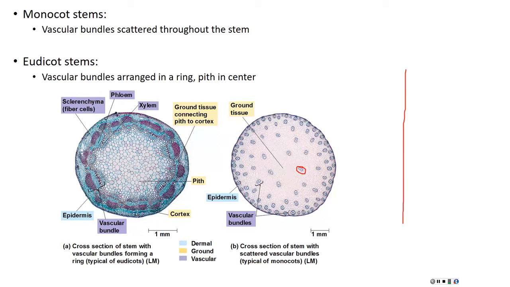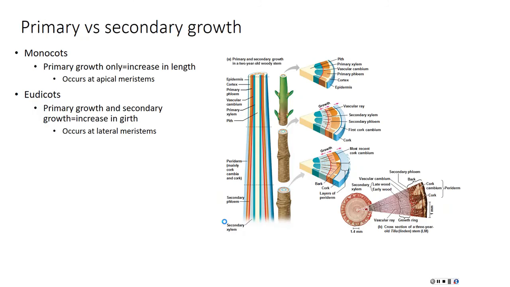And we usually have a small amount of cortex. In a Monocot stem, we really don't have a differentiation between pith and cortex. We just call it ground tissue because our vascular bundles are scattered within it.